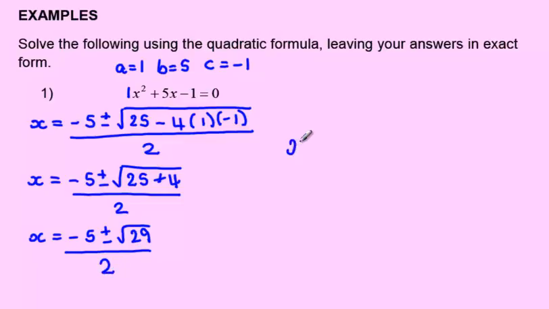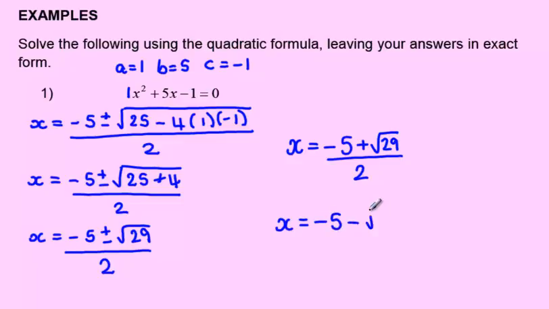Well, we know then that x equals -5 plus the square root of 29, all divided by 2, or x equals -5 take the square root of 29, all divided by 2. And there's our two solutions. So it's either this one or that one. So that plus or minus only comes into effect at the end when we're writing out our two solutions.